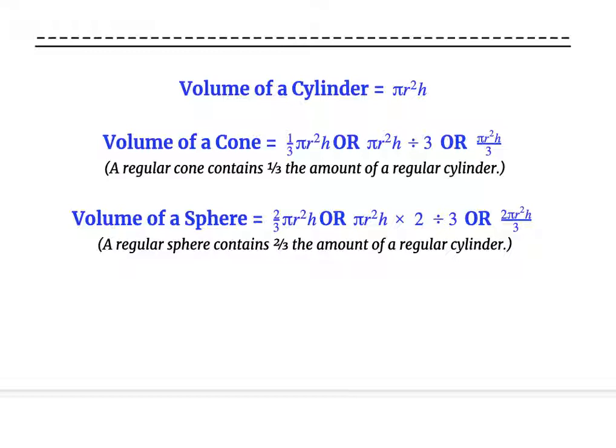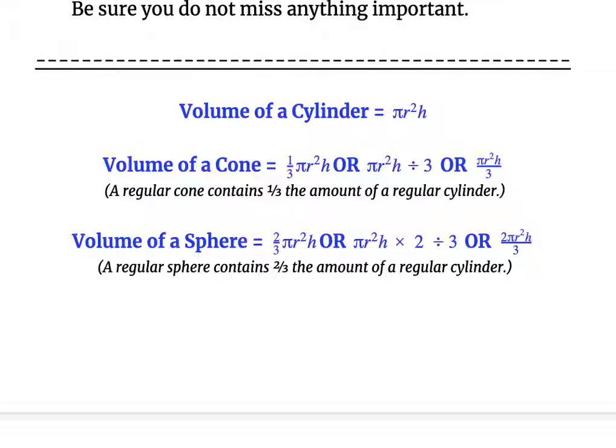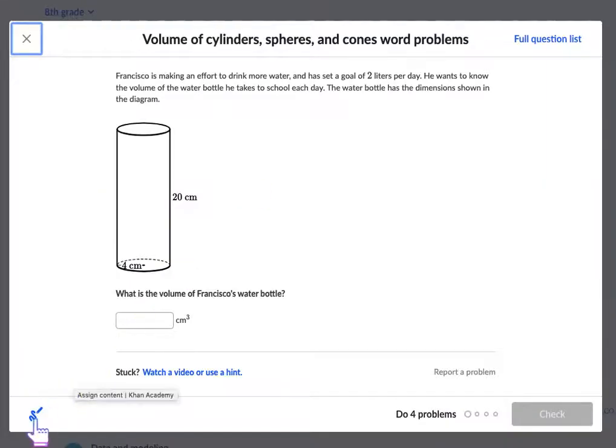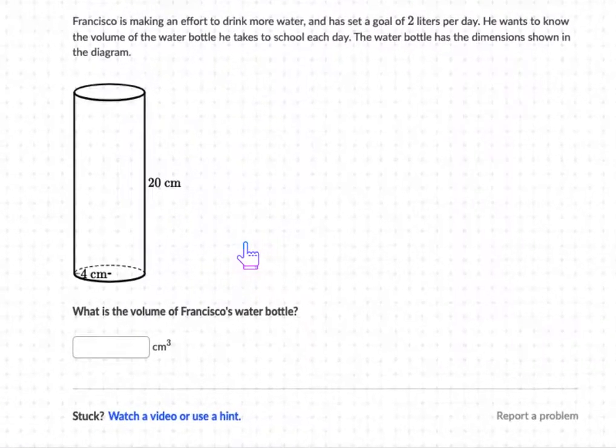So you want to keep these volume formulas with you as you're working on these problems. Remember, the end goal is to memorize those formulas, but as you're working, you can definitely keep them on the side. So let's head over to Khan Academy and try out our first word problem.